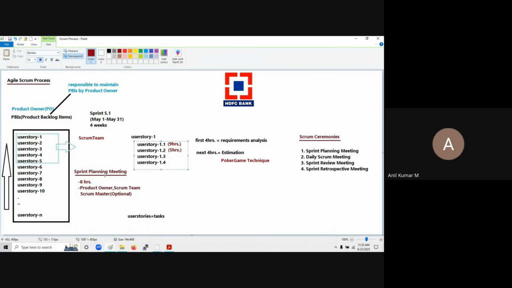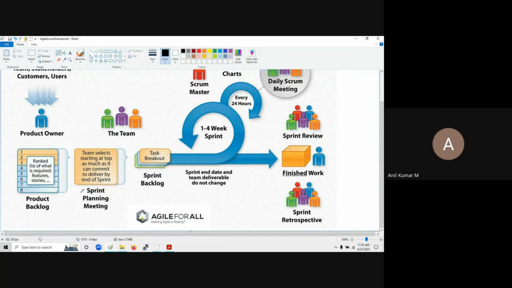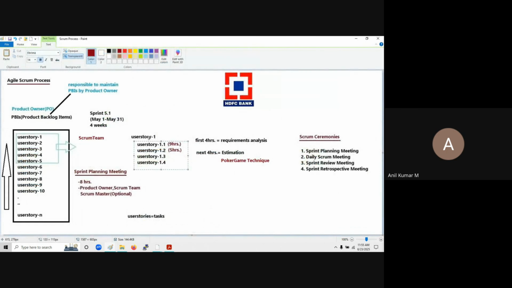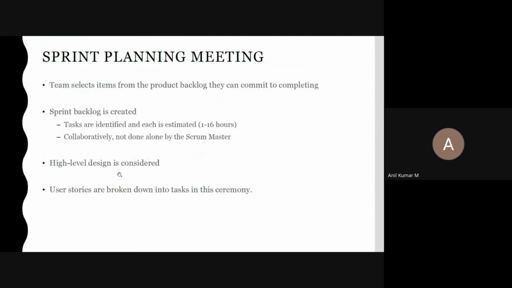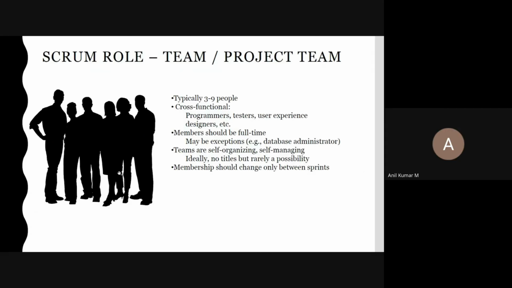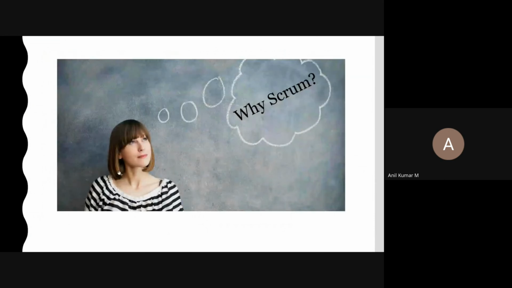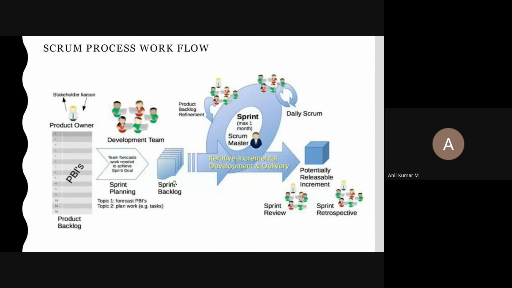So once the sprint planning meeting is completed, now if you check here, in this sprint planning meeting, the team selects items starting from the top, as much as it can commit to deliver by the end of the sprint. So in the sprint planning meeting, they take as many user stories as they can. After that, in the sprint backlog, the tasks will be broken out. Okay, now if you can check it out here, guys, in the sprint backlog.